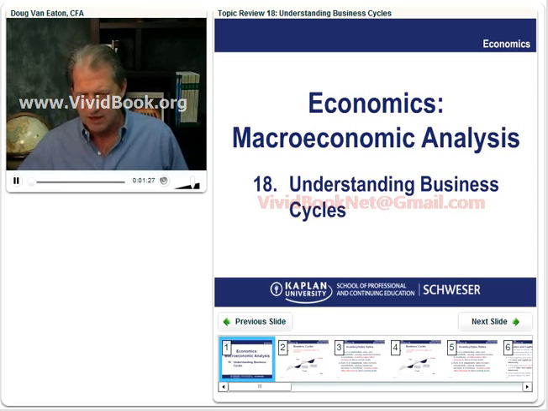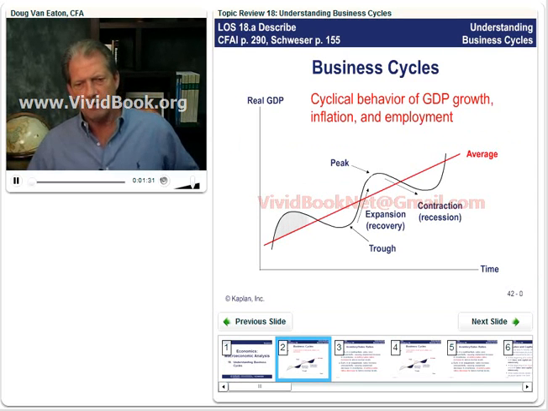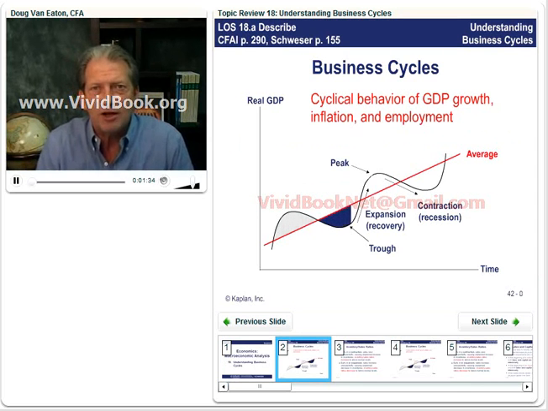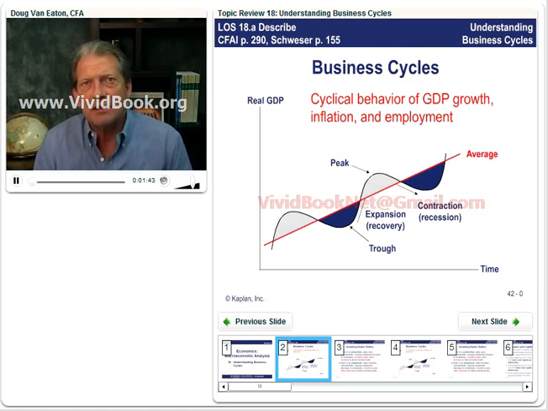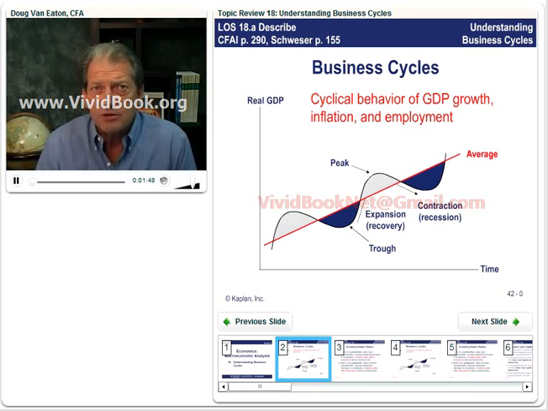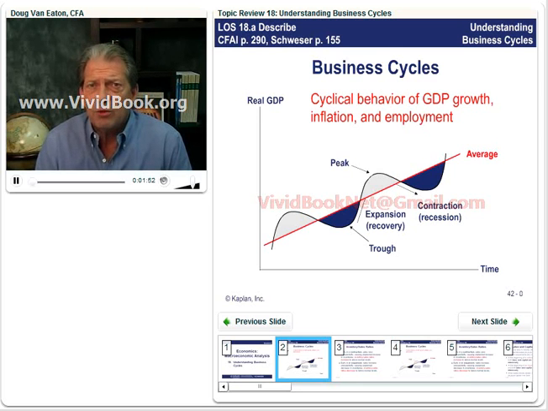I believe it's animated and just excellent. There it is. We're moving through the business cycle. We just reached a trough, now a peak. Now we're in a contraction, a recession, the trough, and then back. So where it says average there, that's our trend line of economic growth. Notice what's on the axes. We've got real output of goods and services here, real GDP, and just moving through time.